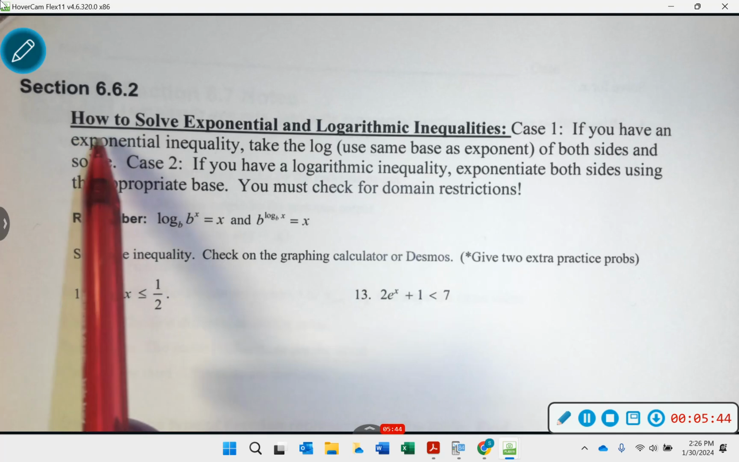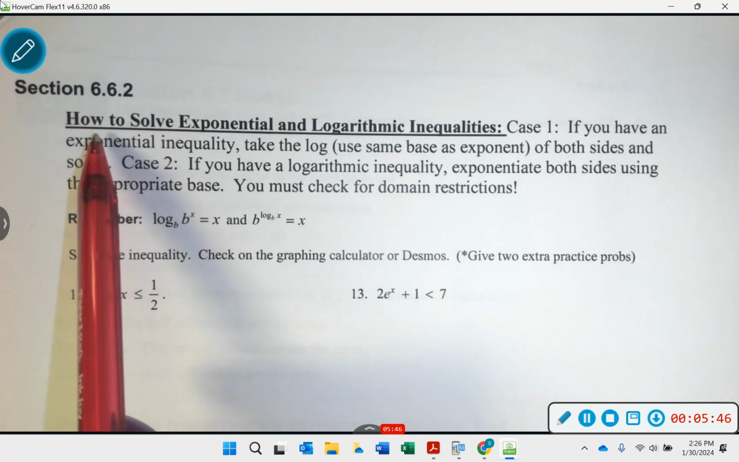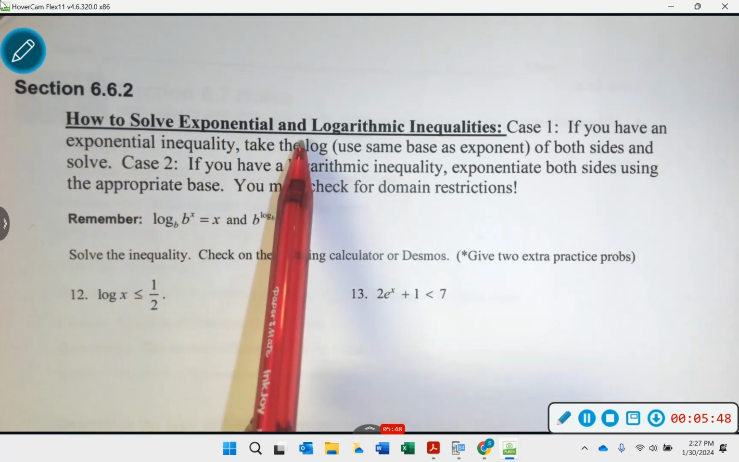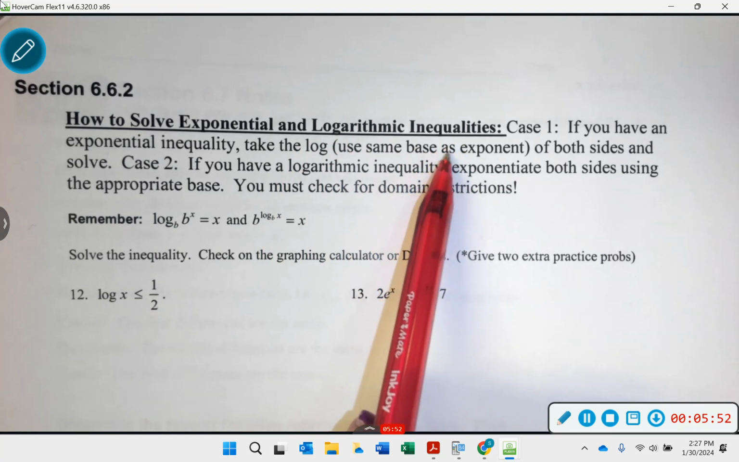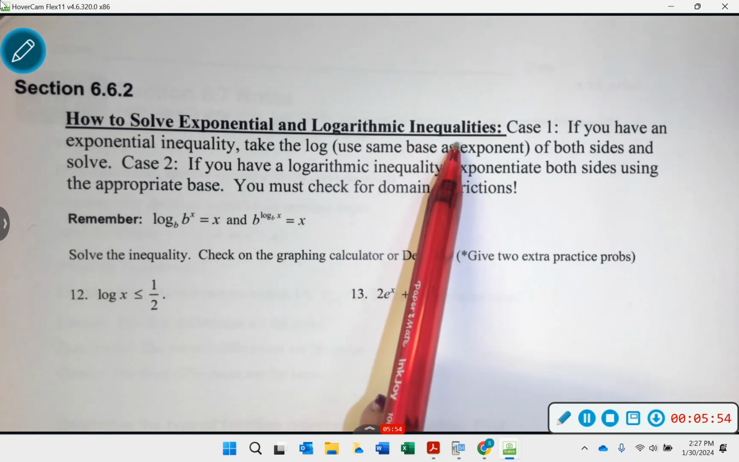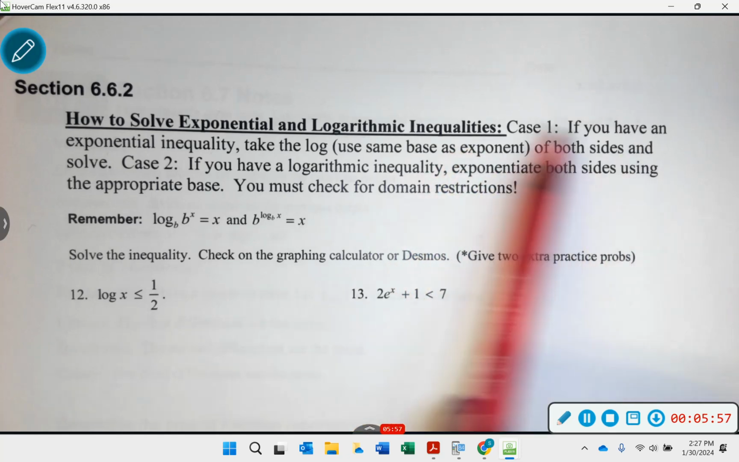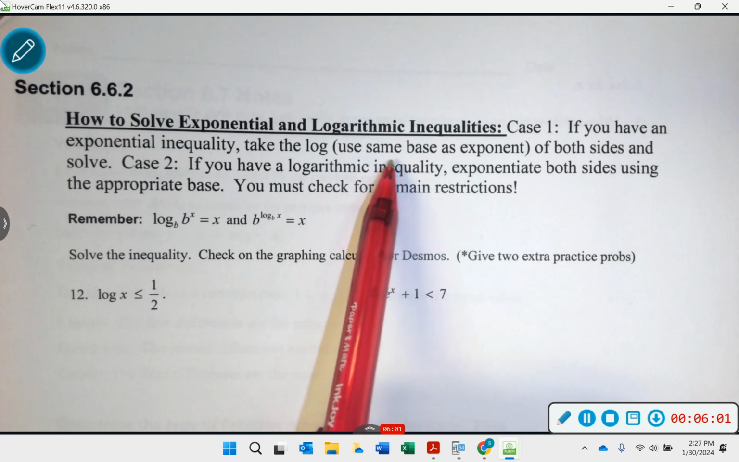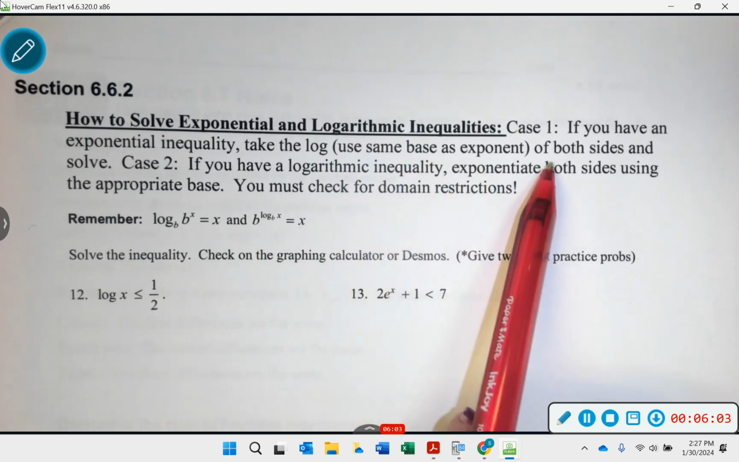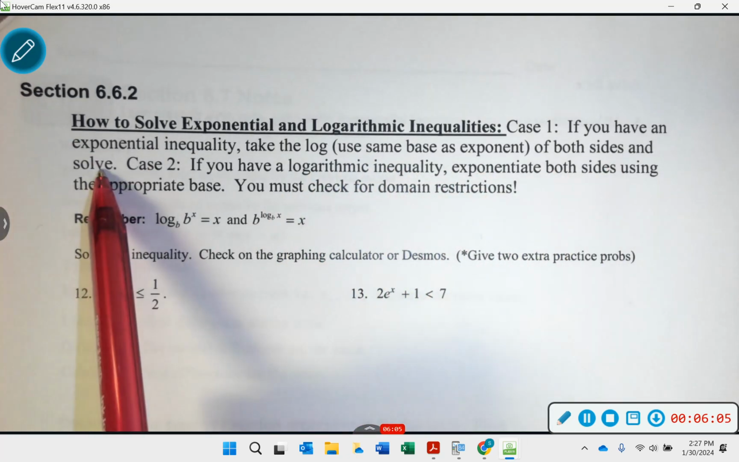All right, so as you're getting that pulled up, just going to read through this. How to solve exponential and logarithmic inequalities. We've done equations, but we haven't done inequalities with less than and greater than. If you have an exponential inequality, you want to take the log and use the same base as the exponent of both sides and solve.